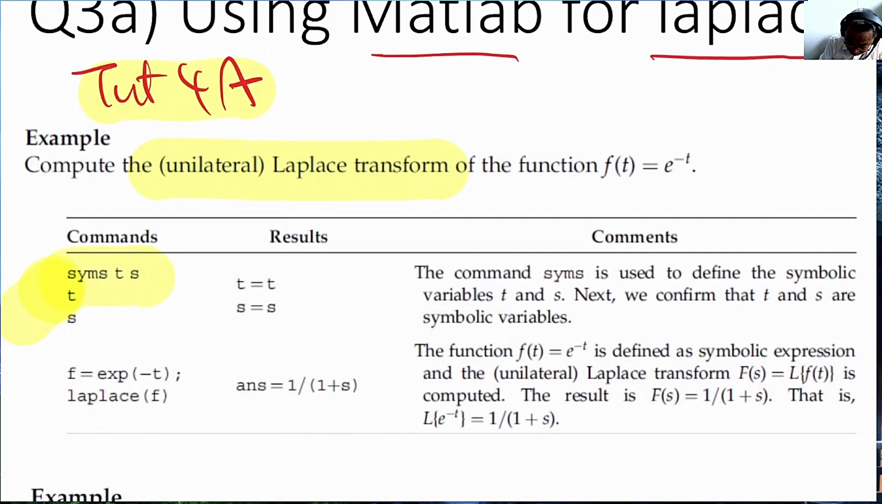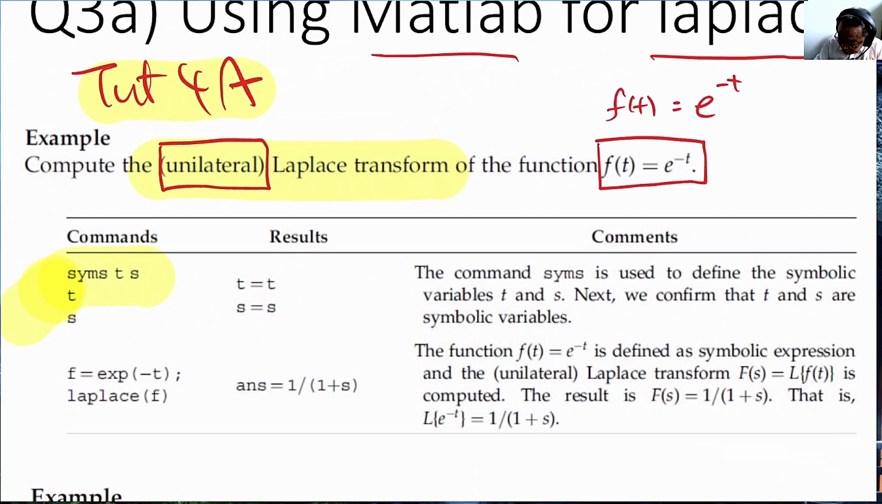As a note, please remember that MATLAB can only deal with unilateral Laplace transform. So even though the function is given as such, when we use MATLAB to solve it, MATLAB is actually solving it from this representation. It is only going to take the unit step multiplied by the function. That means it is only taking the causal part, and therefore it is only dealing with the unilateral Laplace transform.